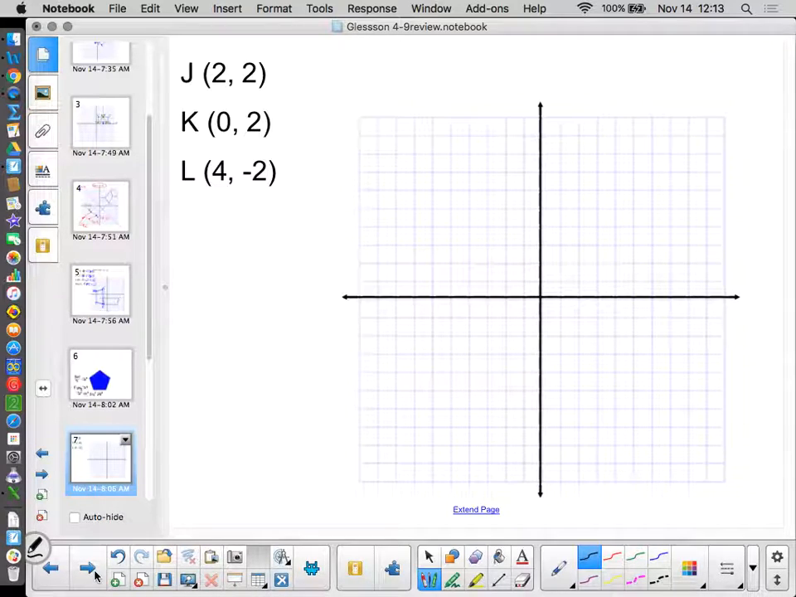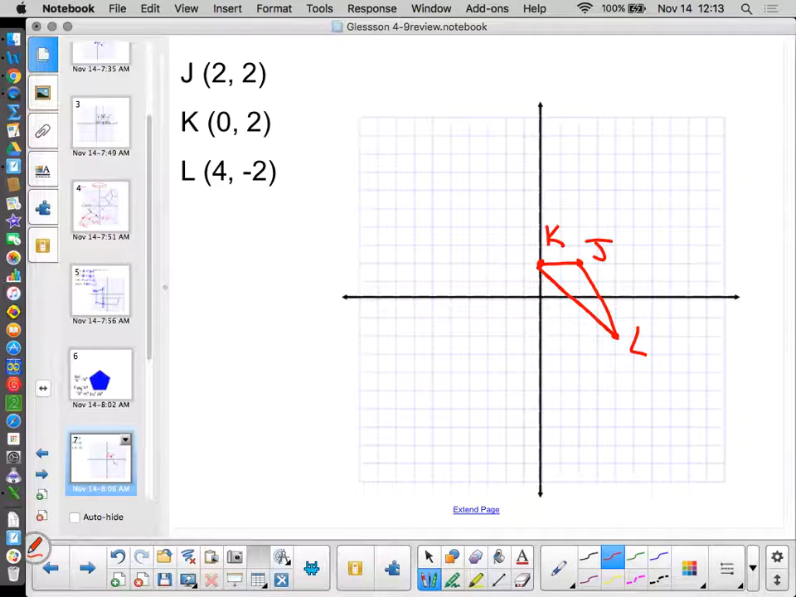Graphing the shape and its image. Now, again, it really helps if you have multiple colored ink or a pen and a pencil or something like that to really distinguish between the original and the copy, besides just drawing it. I mean, I can draw my points. J is at 2, 2. K is at 0, 2. And L is at 4, negative 2. Okay?